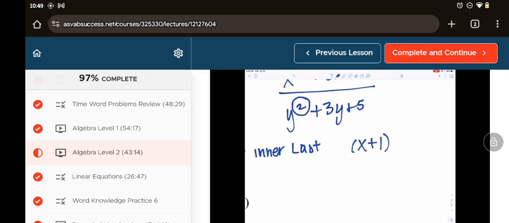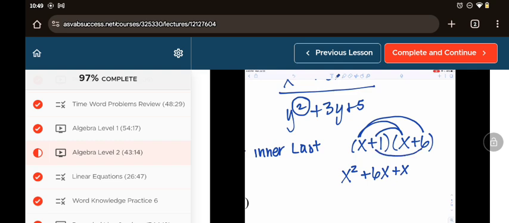Let's say we're doing x plus 1, x plus 6, okay? We do the first times the first. x times x is x squared. We do the outer, x times 6, positive 6, so it's positive 6x. Now we do the inner, positive 1 times x is positive x. And now the last, positive 1 times positive 6, 1 times 6 is just 6.